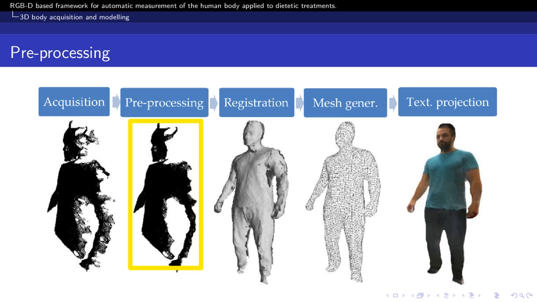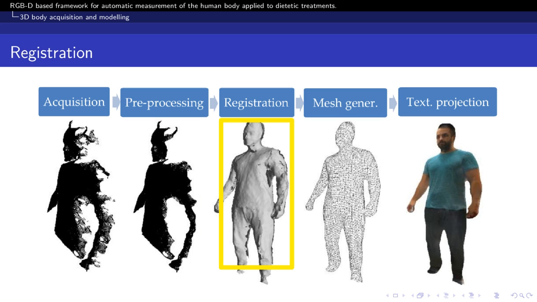In the pre-processing, different algorithms are applied to the previously obtained point clouds in order to reduce noise and eliminate unwanted parts. In the registration, we have to apply a different transformation matrix to each point cloud in order to align them in a single 3D coordinate system, and then we will unify all of them into one point cloud.